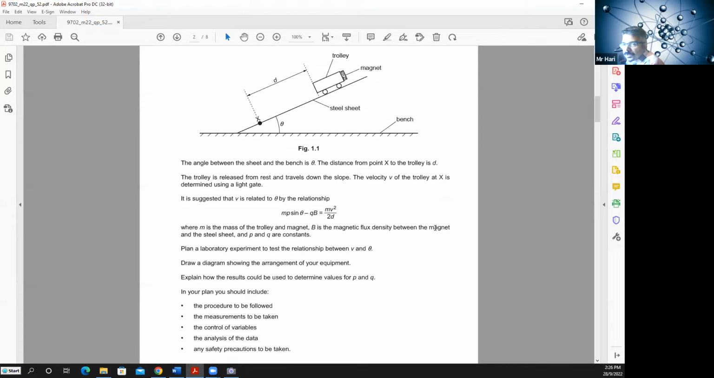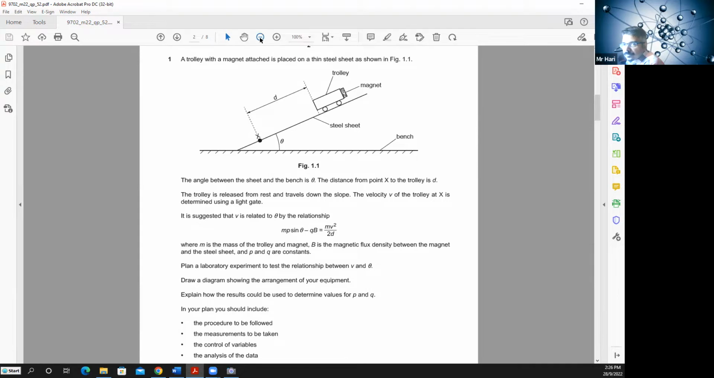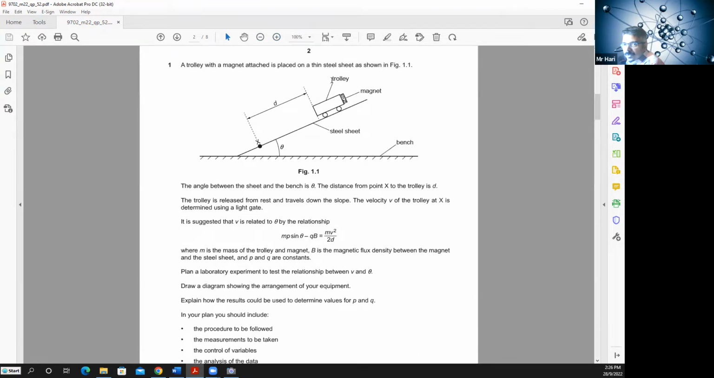Okay, let's look at the question now. See what it is about. We have a trolley with a magnet attached and placed on a thin steel sheet as shown in figure 1.1. So we have a trolley, a magnet and a steel sheet. The magnet is going to get attracted to the steel sheet, and that's going to influence the speed of the motion of the trolley along the slope. The angle between the sheet and the bench is theta. The distance from point X to the trolley is D. The trolley is released from rest and travels down the slope. The velocity V of the trolley is determined by using a light gate. So here it is already mentioned that you need to use a light gate, okay?